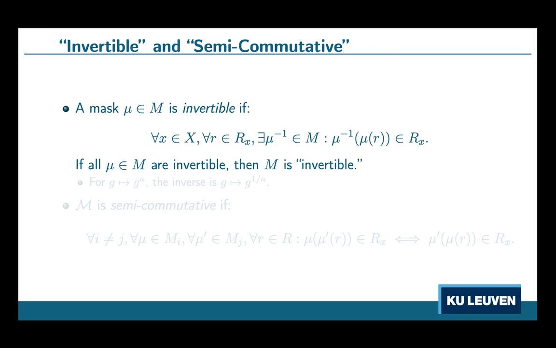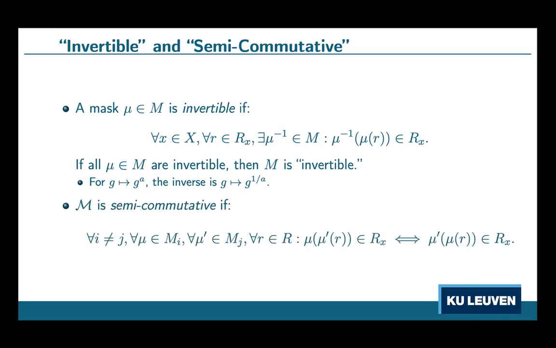So then we say that if all masks within the set are invertible, then the set itself is invertible. And in our running example, for any map which takes g to the a, the inverse is g to the 1 over a, simply.